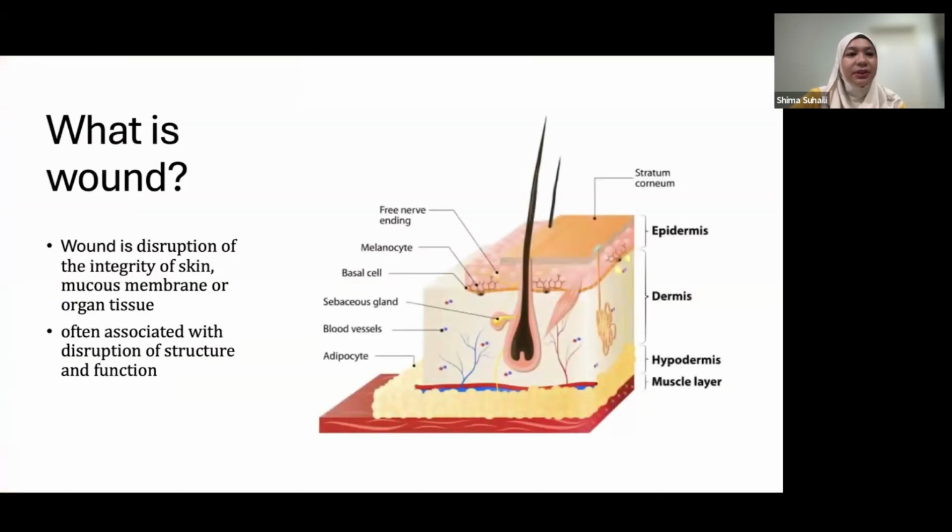Okay, so apakah itu wound? Wound is a disruption of the skin integrity, mucous membrane, and organ tissue. And usually, it will end up with disruption of the structure and also function. Seperti yang kita lihat ya dalam gambar ni, kita tahu skin ada 3 layer. There's an epidermis, dermis and also hypodermis layer. So the deeper the wound, usually the more difficult to heal and more challenging to manage.